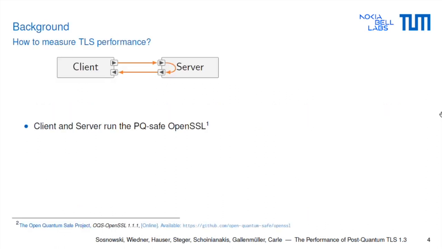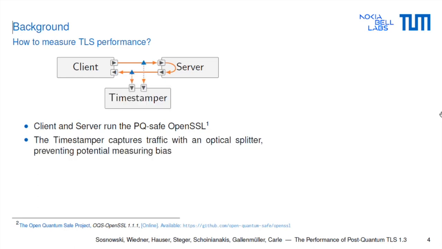Okay, so how do we measure the performance of TLS? Let's have a look at the setup. We used a client and a server that were connected via a glass fiber cable. On both machines, we ran the post-quantum safe OpenSSL from the Open Quantum Safe project. However, we wanted to measure the performance without interfering with our own measurement. Imagine you're running tcpdump on one of the machines. Of course, it takes up CPU time, so it interferes with the measurement. So we used a third node, the timestamper, that used optical splitters on the connections to capture the whole traffic.